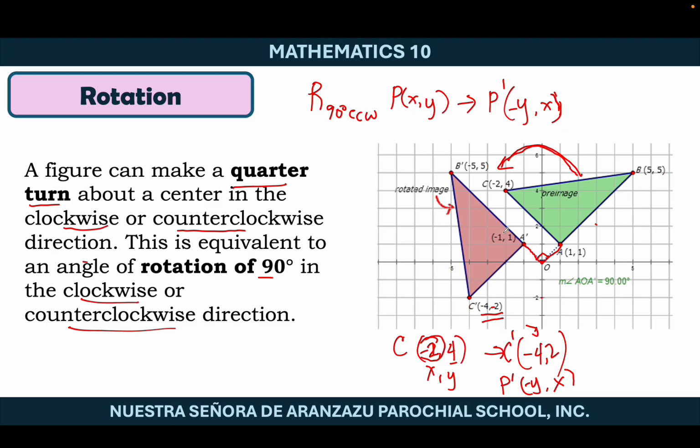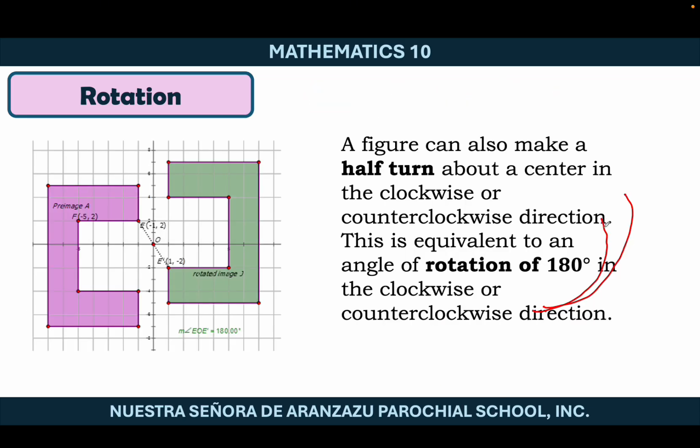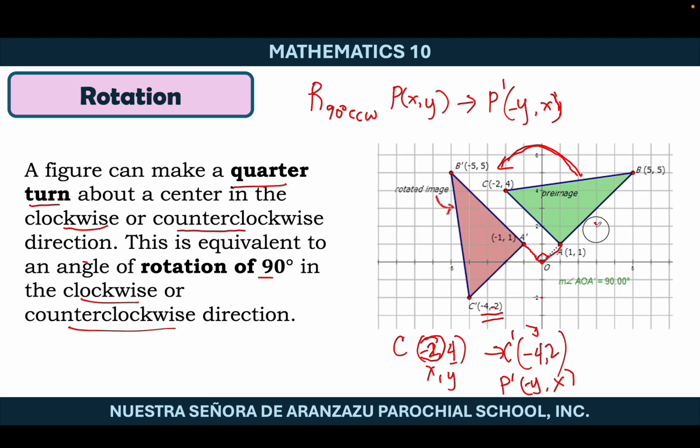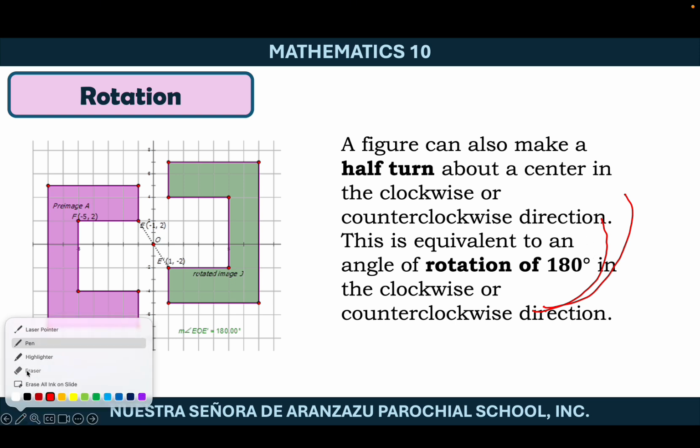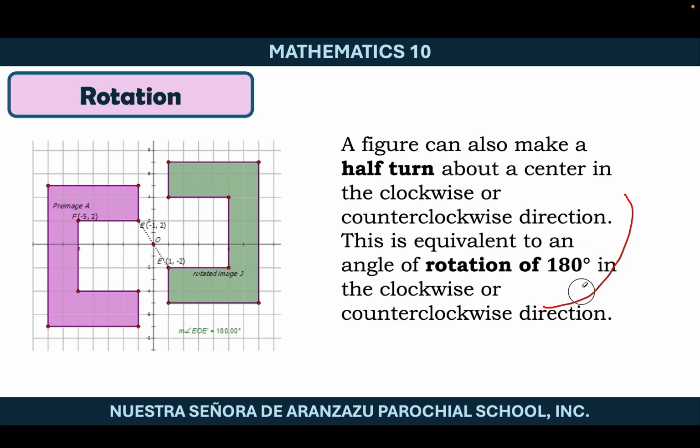Okay. Now, paano naman kapag clockwise rotation naman siya. So, kapag clockwise rotation, ganito yung ikot niya. Okay? So, mamaya ipapakita natin yung rule doon. So, dito muna tayo sa rotation of 180 degrees. Or tinatawag to as half turn.